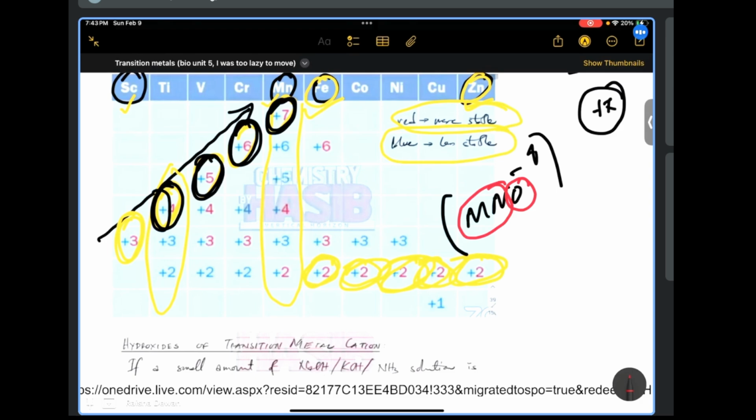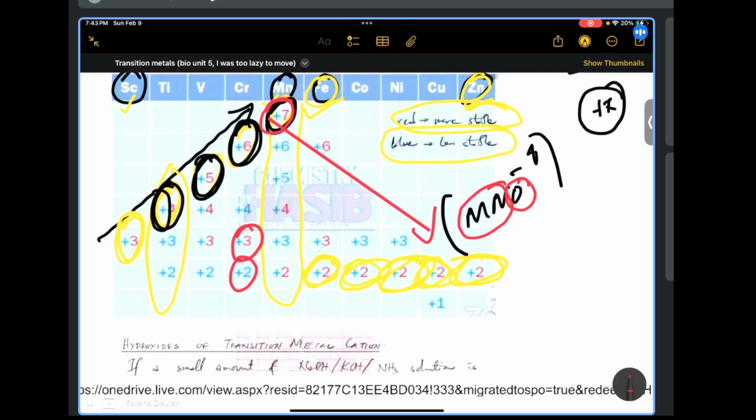Now let's say I was talking about this Mn +7 till now. Now let's talk about Mn +2 or +3. These +2 or +3 states are less stable. Why are they less stable? Because they don't benefit from these strong covalent interactions.